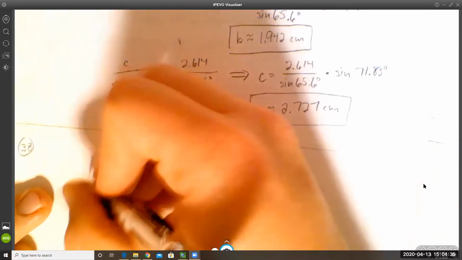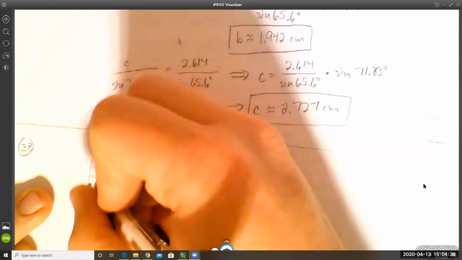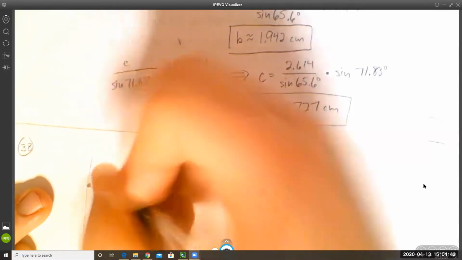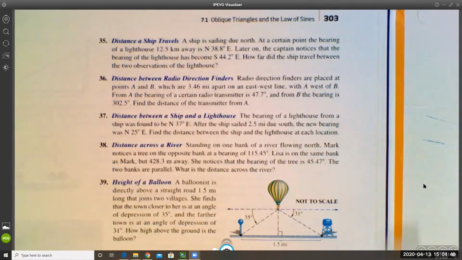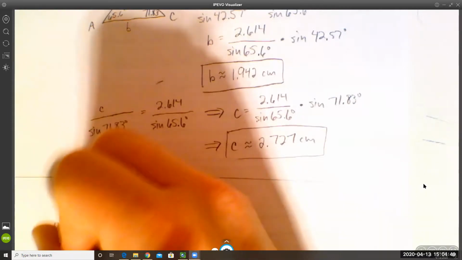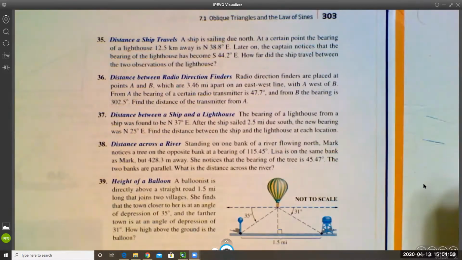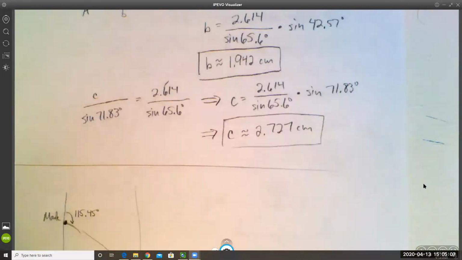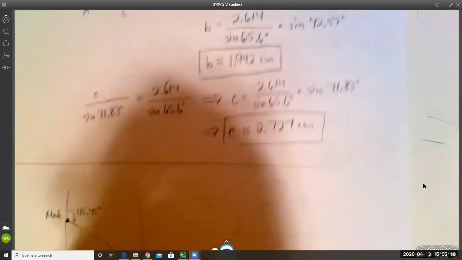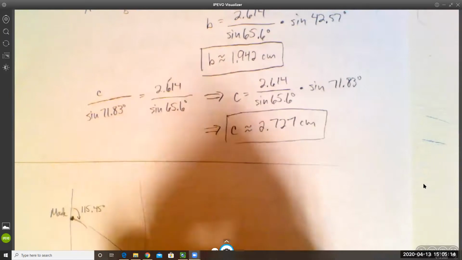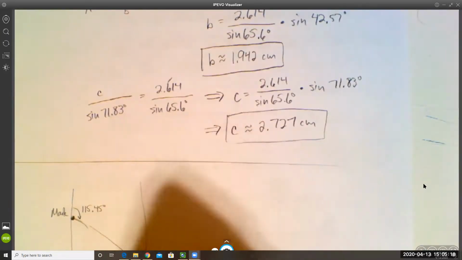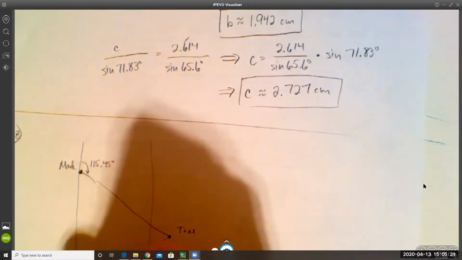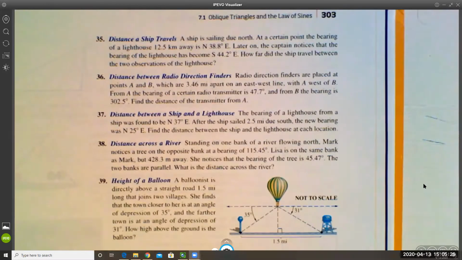So there's my north-south line. So then this angle right here is 115.45 degrees. Okay, so that's where Mark is. Lisa is on the same bank as Mark, but she's 428.3 meters away. And she notices that the bearing of the tree is 45.47 degrees, again from the north. So it has to be like a 45 degree angle. So I'm going to say that she's somewhere down here. All right. So 45.47.